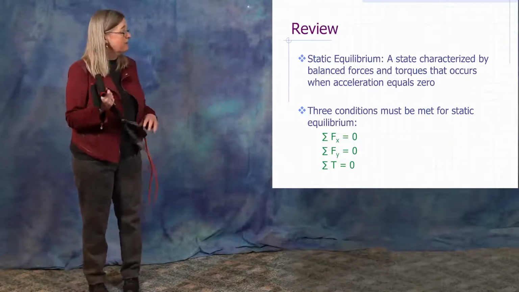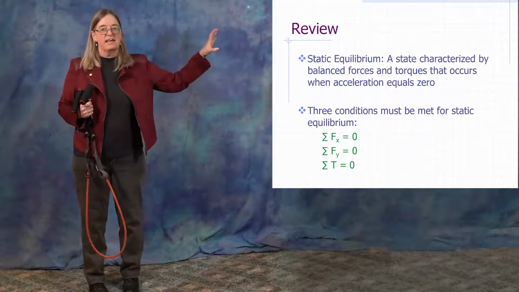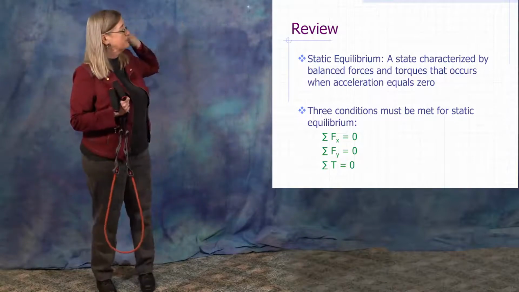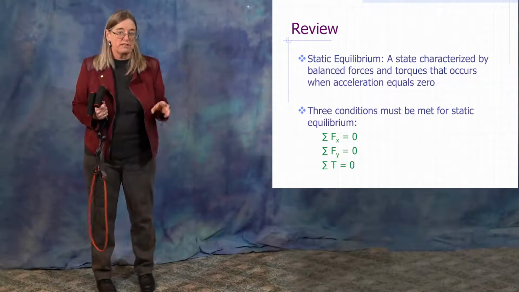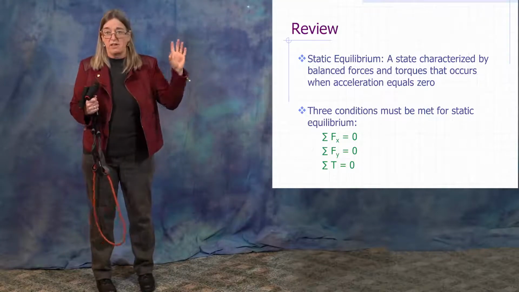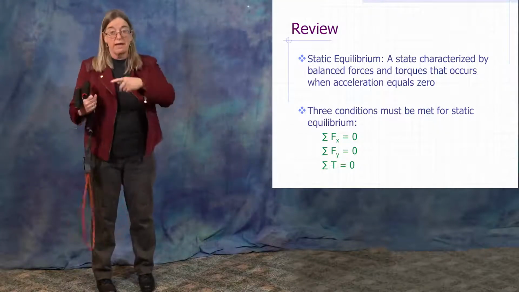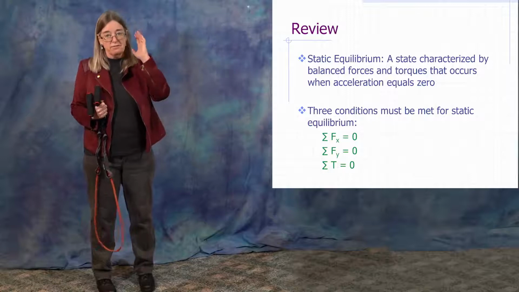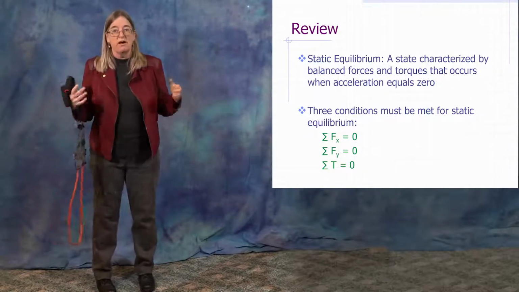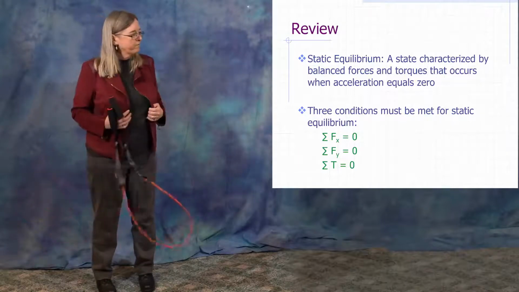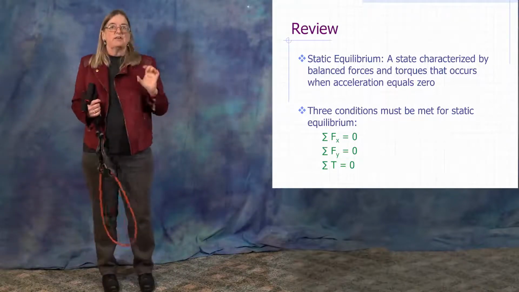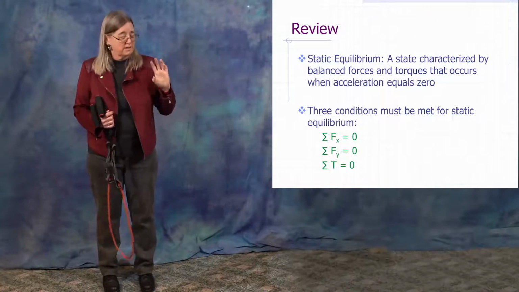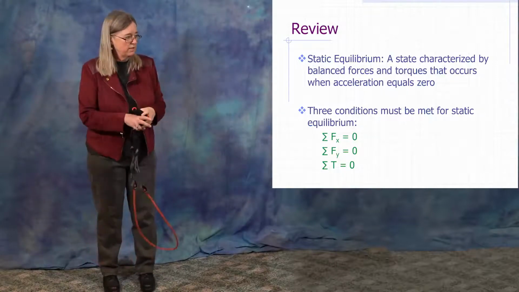To review, as we talked about in the last class, a static equilibrium is that state characterized by balanced forces and torques, meaning the accelerations are 0. It occurs when the accelerations are 0, okay? And that's the accelerations in all directions, x, y, and angular. Because of that, if you put a 0 into Newton's second law, you're going to get the sum of the forces equals 0. The 3 conditions you need are the sum of the forces in the x equals 0, the sum of the forces in the y equals 0, and the sum of the torques around some point equals 0.